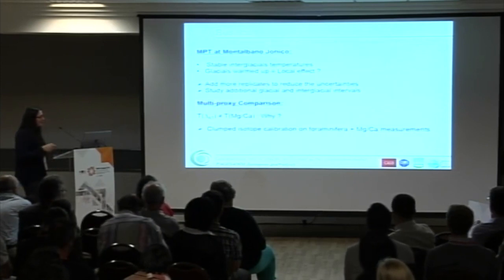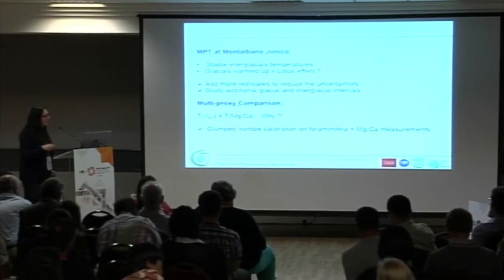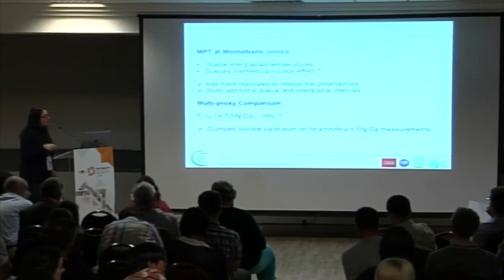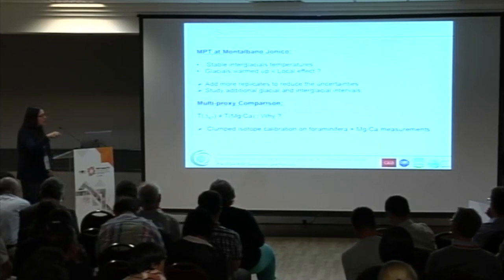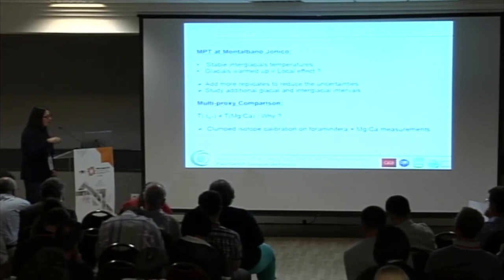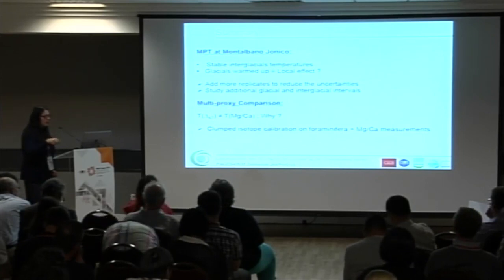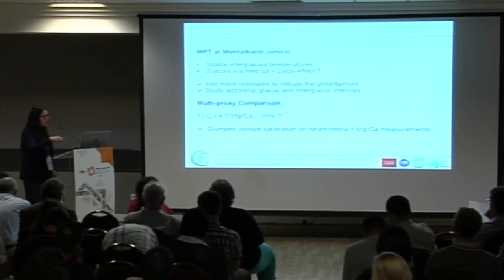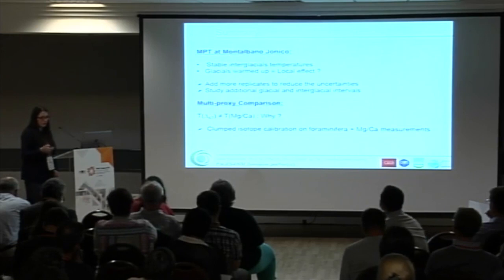So to summarize, at the MPT at Montalbano Ionico, we have stable interglacial temperatures. We have a colder glacial, so maybe it could be due to a local effect. So to resolve all of these problems, we have to add more replicates to reduce the uncertainties. And we also need to add other glacial and interglacial interval temperatures. But for the comparison between both proxies of temperature, we don't really understand why we have a difference between them. So I'm working on a new calibration based on foraminifera for clumped isotopes. So systematically, I complete with Mg/Ca measurements to compare if there are some differences.